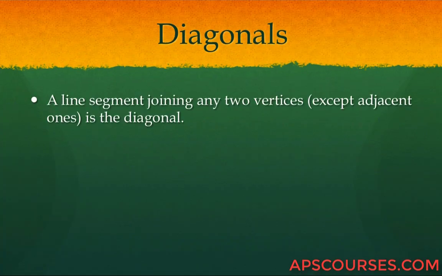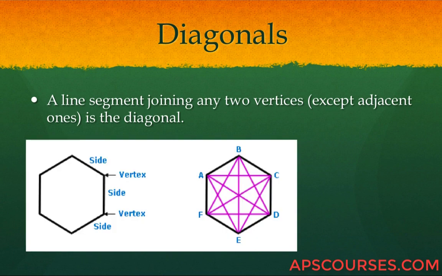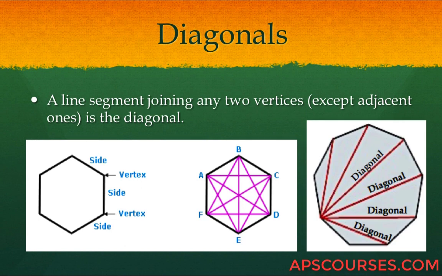Diagonals. A line segment that joins any two vertices except the adjacent ones is called the diagonal. So for this hexagon, there are 9 different diagonals. In this figure, all the diagonals are indicated from this point.